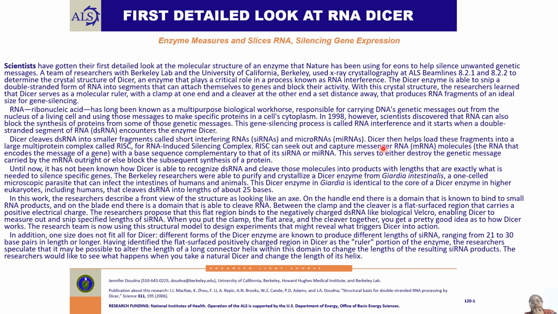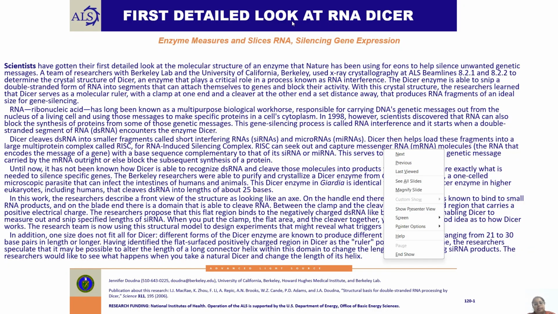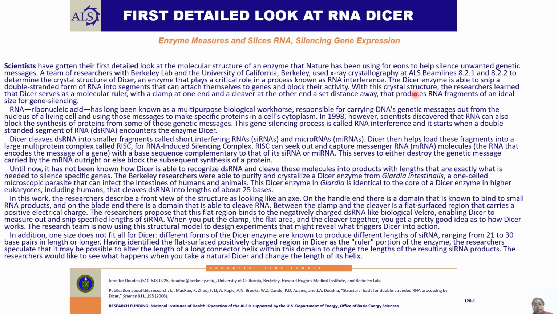With this crystal structure, the researchers learned that Dicer serves as a molecular ruler, with a clamp at one end and a cleaver at the other a set distance away, that produces RNA fragments of an ideal size for gene silencing. RNA has long been known as a multi-purpose biological workhorse, responsible for carrying DNA's genetic messages out from the nucleus of a living cell and using those messages to make specific proteins in the cell cytoplasm.